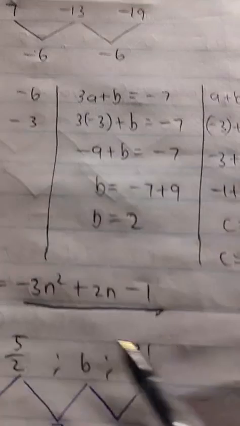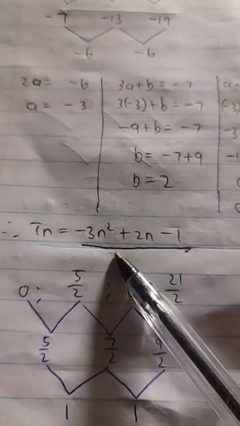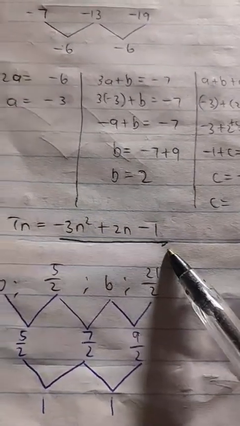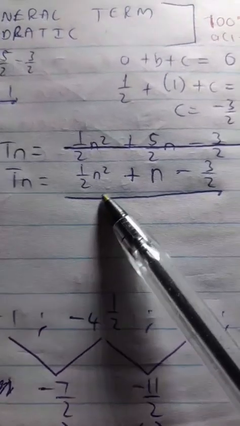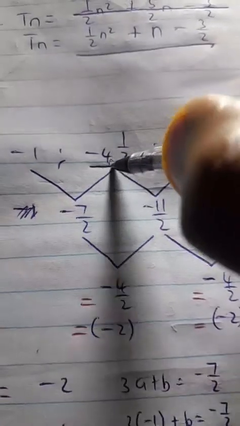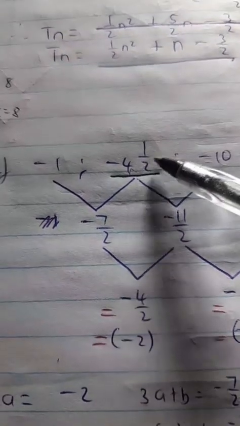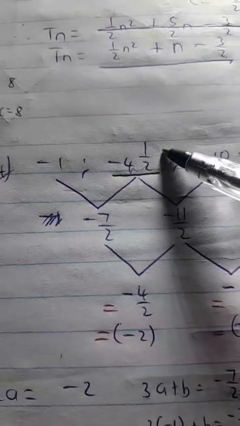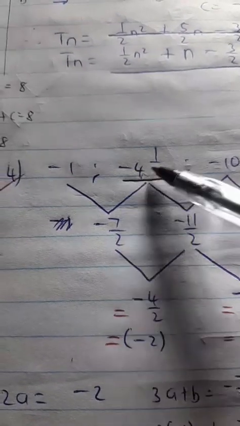I'm sure we did all of them. The next one, we got Tn is equal to negative 3n squared plus 2n minus 1. That was number 2. Number 3, we got Tn is equal to half n squared plus n minus 3 over 2. Number 4, which for some was a bit complicated, and I think the part that got some people in a tailspin was the conversion of the mixed number, negative 4.5.